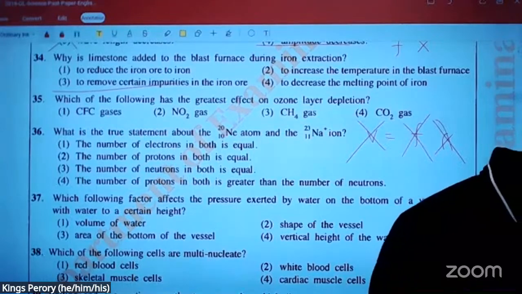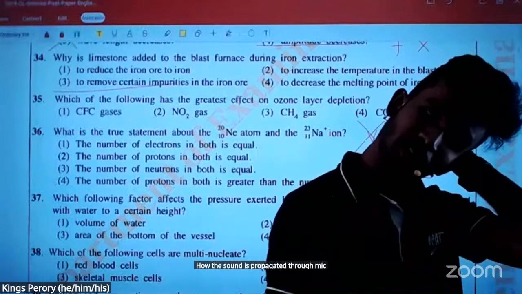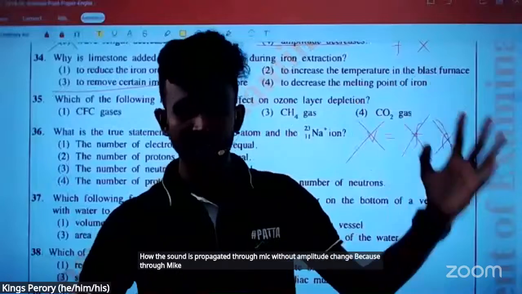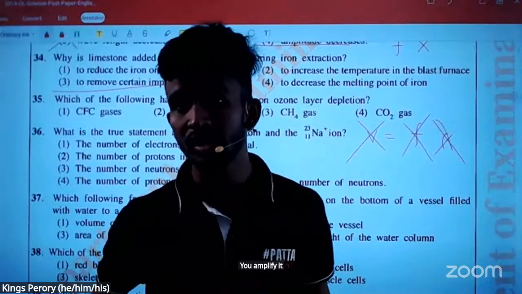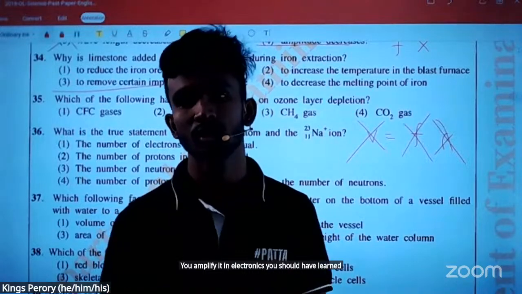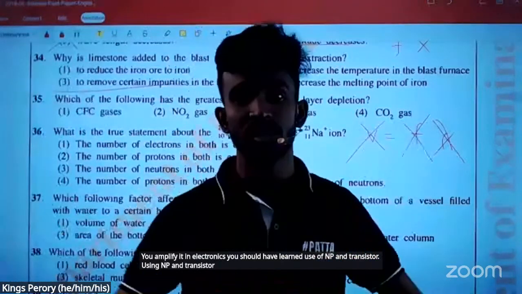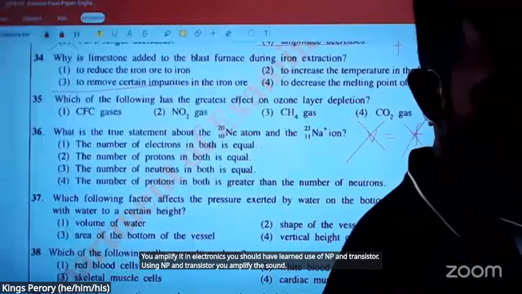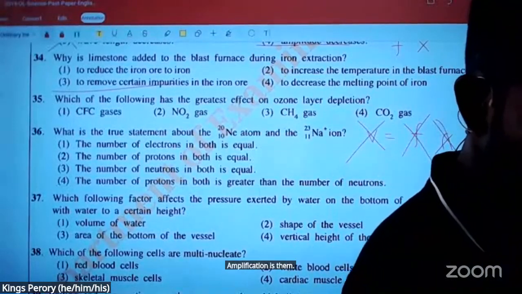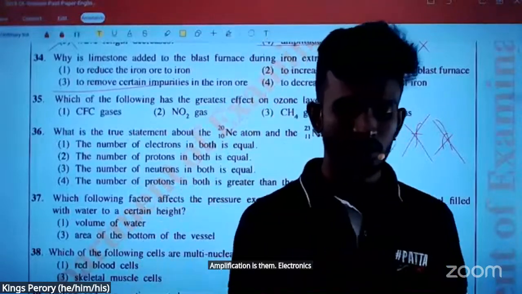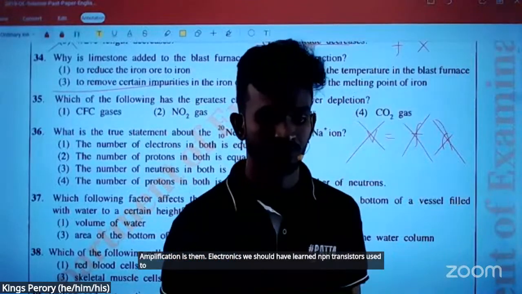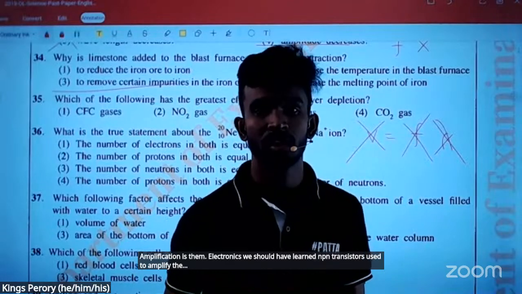So how is the sound propagated through a mic without amplitude change? Because through a mic you are dealing with an electrical signal. You amplify it. In electronics you should have learned the use of an NPN transistor. Using an NPN transistor you amplify the sound. Amplification is there. That is the second use of an NPN transistor.